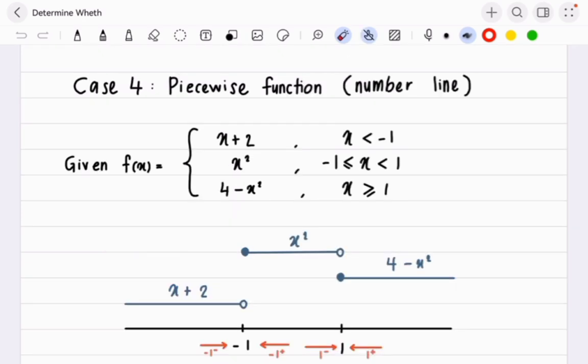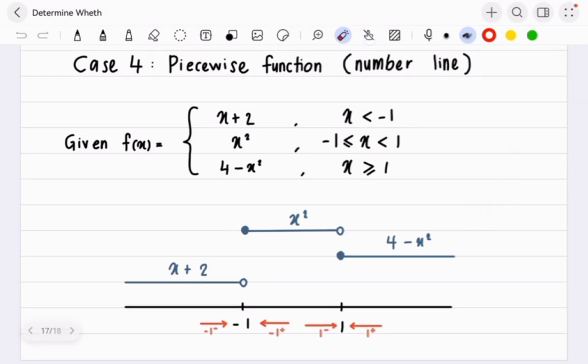So this is case 4, piecewise function that is involving number line. This is the last case of part A. So usually you will be given this type of question. When you get this type of question, you can turn it into a number line to make sure you can analyze the question better. So let's see the question.